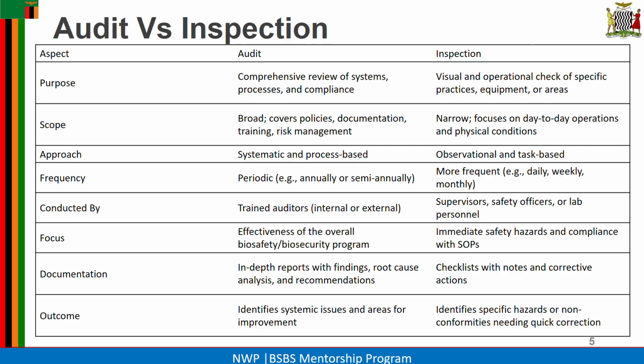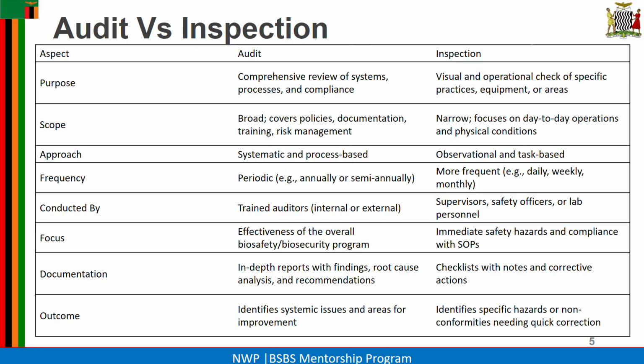So what type of documentation is required for the audit? The documentation is in-depth reports with findings. You need to do your root cause analysis, and then you also need to do some form of recommendations and the like. But for the inspections, sometimes all you need is the checklist, with some notes and corrective actions after you check whatever you're checking. Then if you want to take it a bit step further, you can also have some form of small reports after you do the inspections.